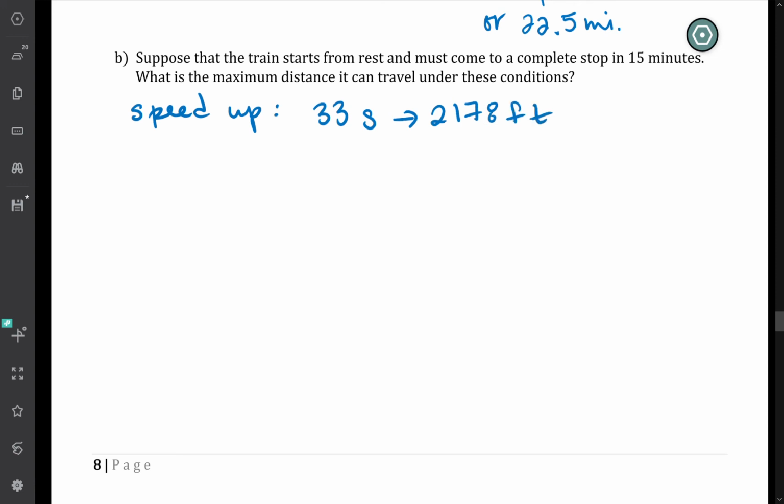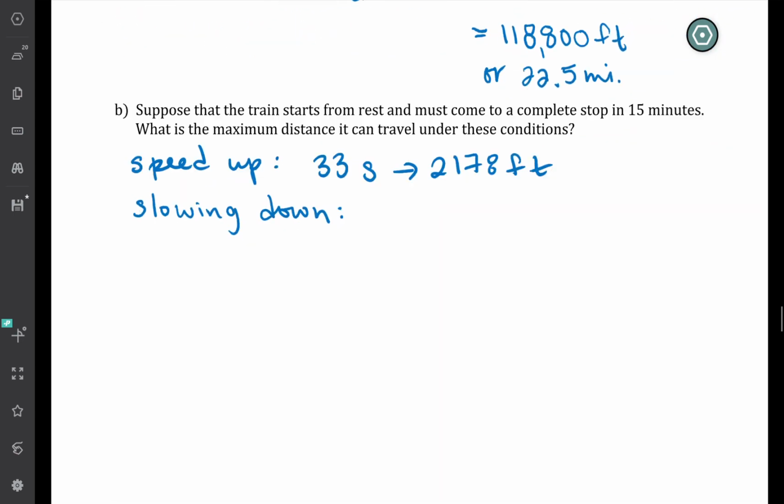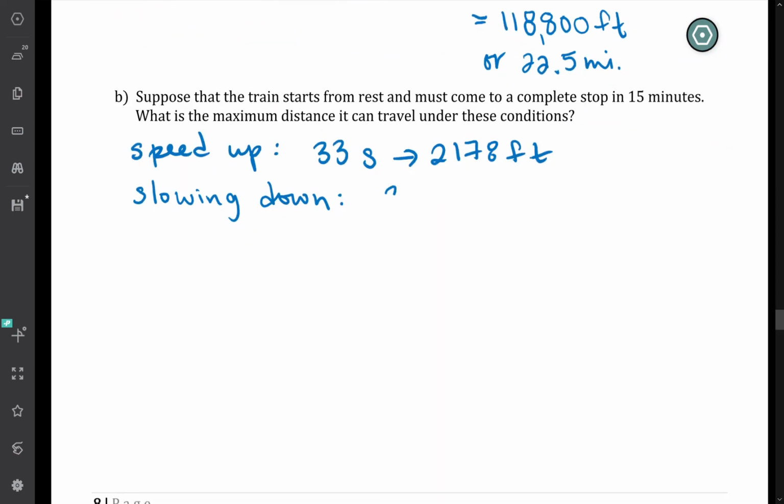And slowing down should actually be really similar. We're reversing the process, but if it took us 33 seconds to get up to speed with an acceleration of 4 feet per second squared, then slowing down should also take 33 seconds. And we should also cover 2,178 feet during that time.